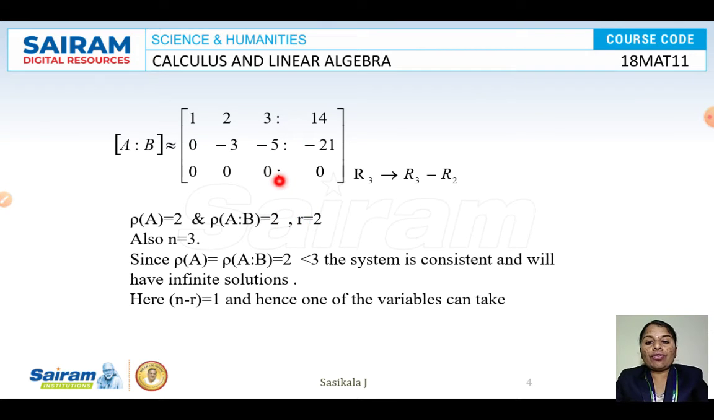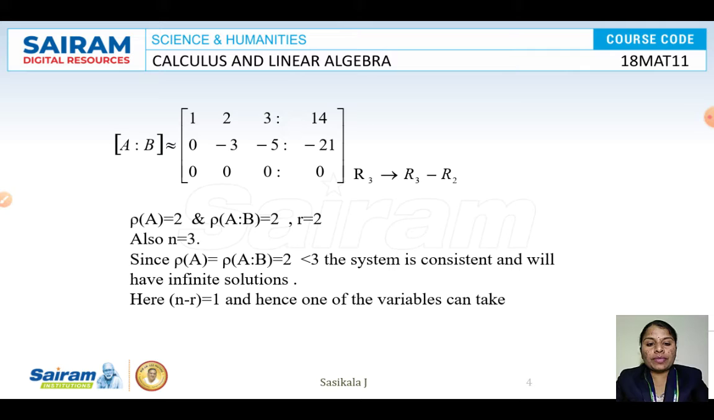We also already know the number of unknowns. How many unknowns do we have? x, y, z, that is 3. Since r is smaller than n, that is 2 is less than 3, in that case the system is consistent, and it will have an infinite solution. So there are two cases for a consistent system: one is a unique solution and the other is an infinite solution. When the rank and the number of unknowns are equal, it is consistent and you have a unique solution. If the rank is less than the number of unknowns, you will have infinite solutions.